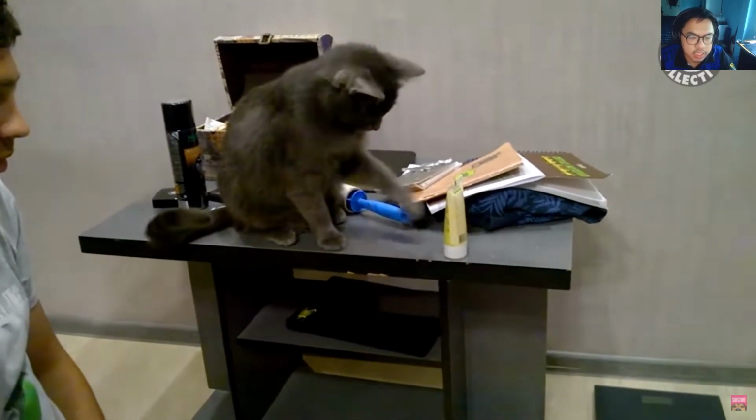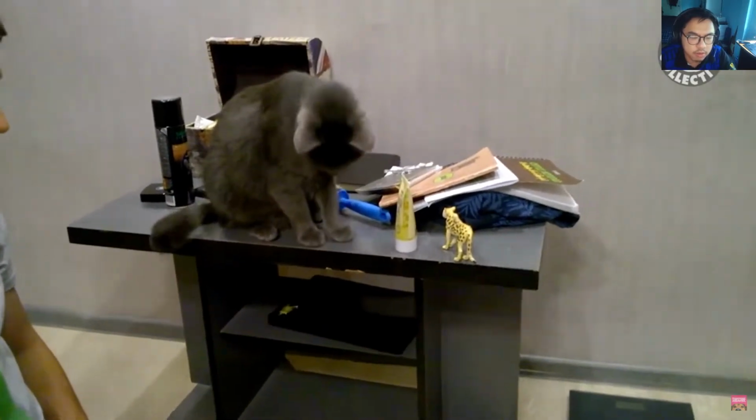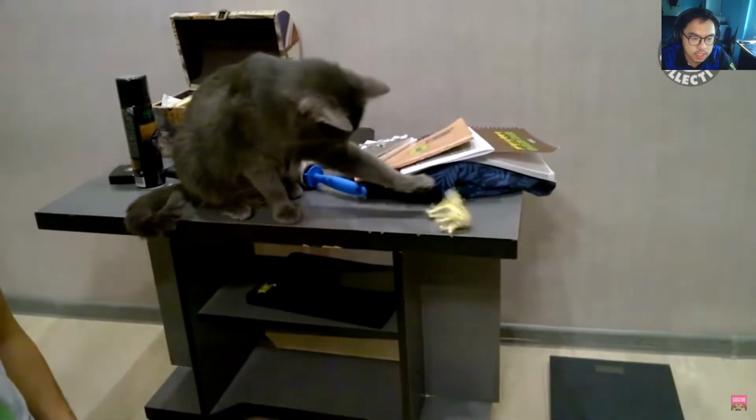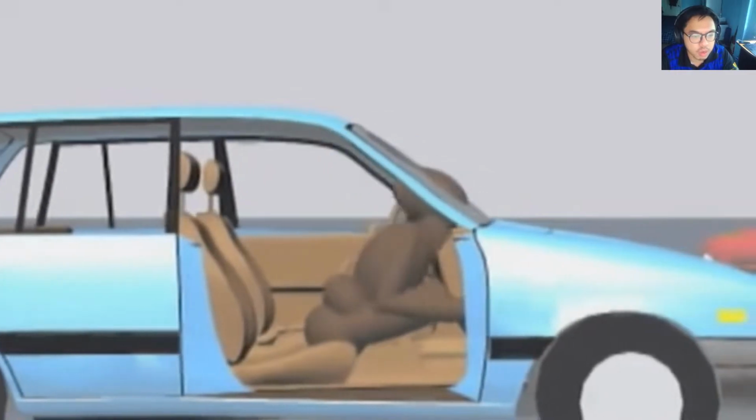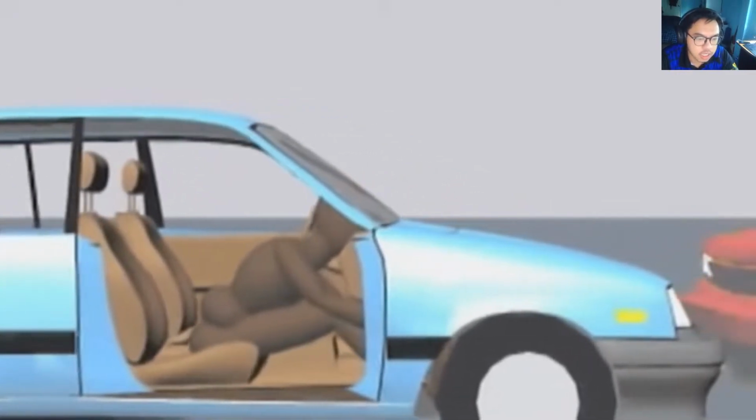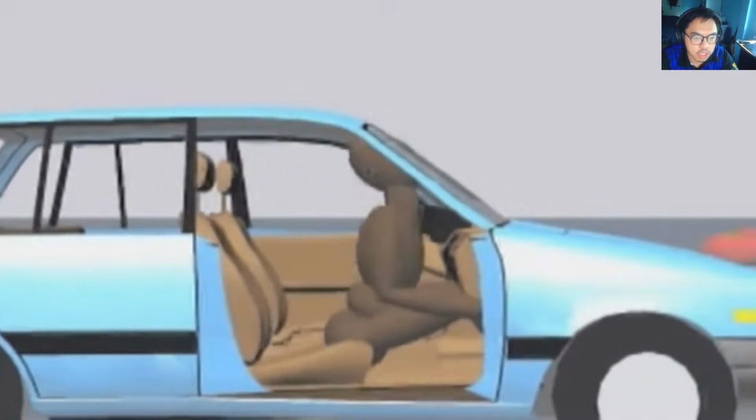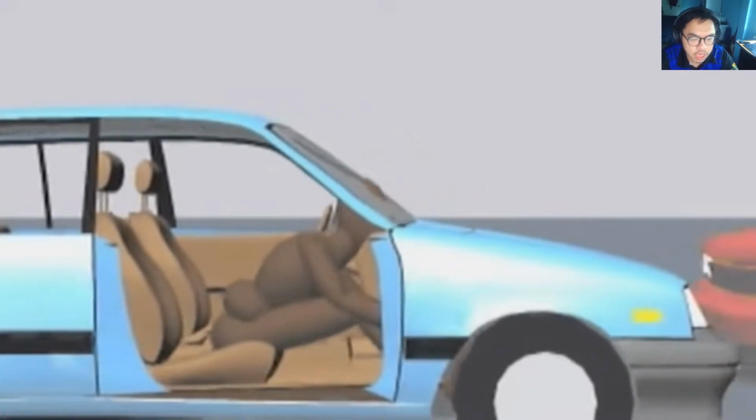For example, like these cats here, they only need a little bit of force to push the objects off the table. And for example, when you are in a car and the car suddenly brakes, you will find that your body suddenly moves forward. Why is this so?